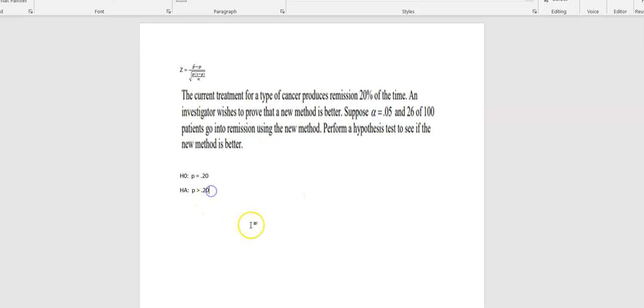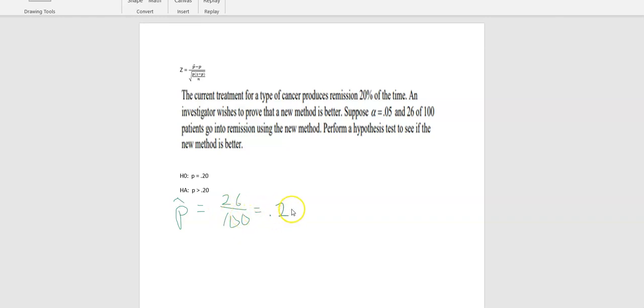All right, so with that in mind, let's use this new test statistic that we have for proportions and find our test statistic. Now, first we need to find P hat. You may notice that we don't have P hat. So P hat is in the information in the question. We have that 26 out of 100 patients go into remission using the new method. So 26 over 100, or 0.26. Now that's our P hat.